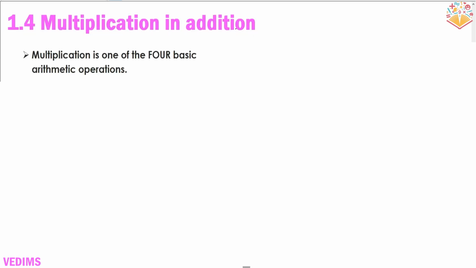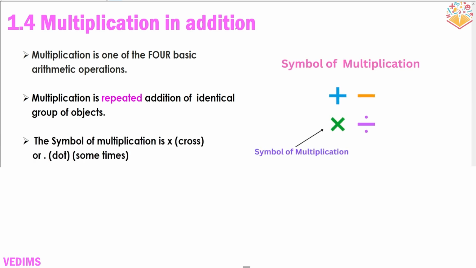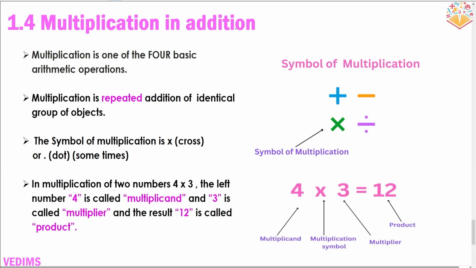Multiplication is one of the four basic arithmetic operations, dear students. Multiplication is nothing but a repeated addition of identical groups of objects. The symbol of multiplication is cross. Sometimes dot is also used. In multiplication of two numbers, say 4 times 3, the left number 4 is called the multiplicand. In the middle, you can see in the picture, the symbol is the multiplication symbol. The right side 3 is called the multiplier, and the result is called the product.